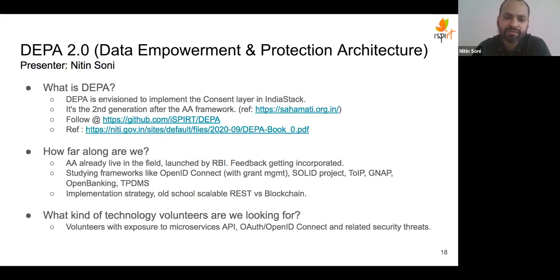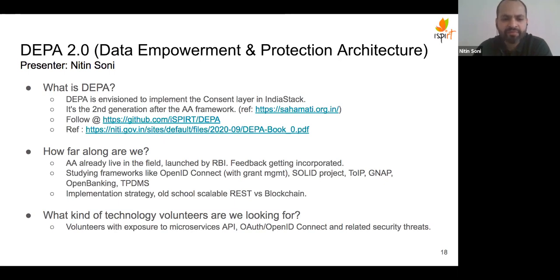Essentially DEPA will implement the consent layer within the India Stack, and other layers in the India Stack are the paperless, cashless, and identity layers, which are already being implemented by Aadhaar, UPI, and DigiLocker. So we are calling this the second generation of DEPA. The reason being that the first generation is already live and in the field, launched by RBI, and is known more by the name account aggregators, which is specifically for the financial sector. But within DEPA, we want to make it more generic so that the same architecture can be employed across multiple sectors like telecom, education, healthcare, agriculture, and many more. Currently we are in the phase of getting feedback, and we have a lot of learnings from the account aggregator framework, which we are trying to incorporate in DEPA.